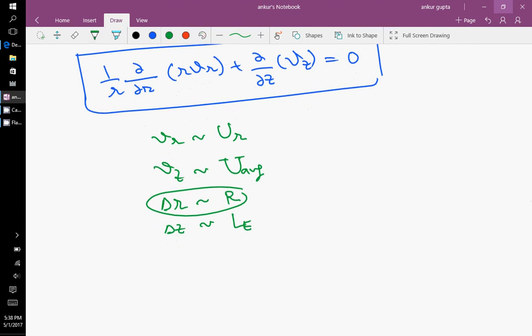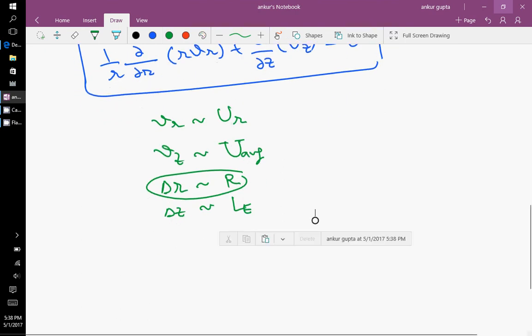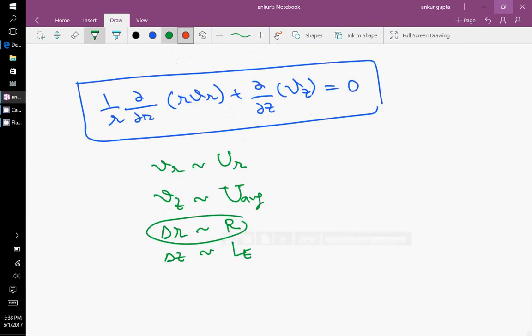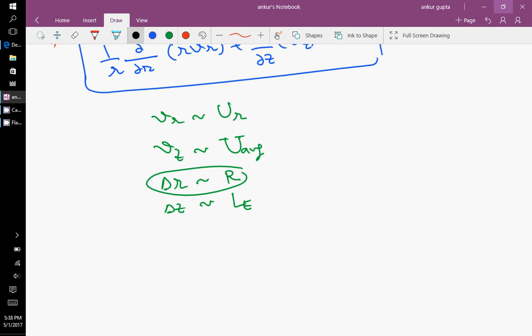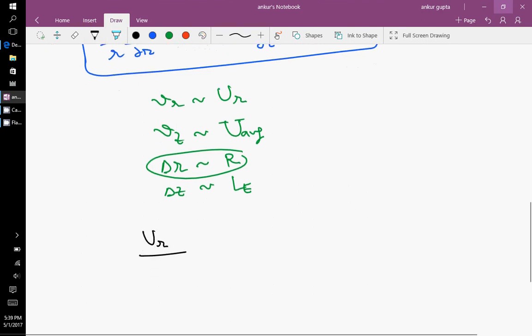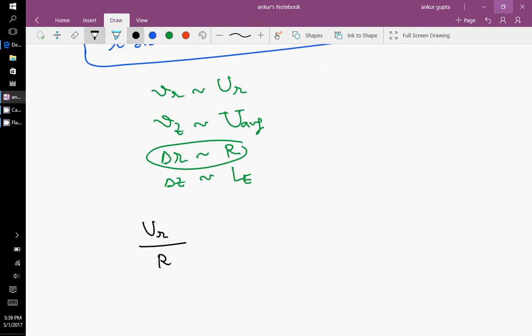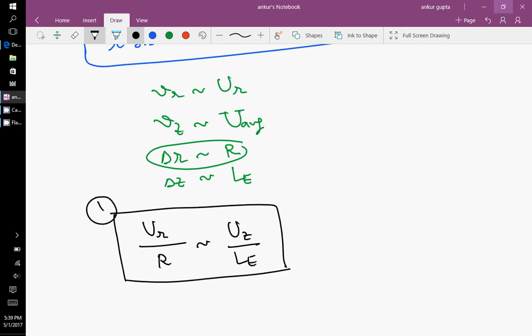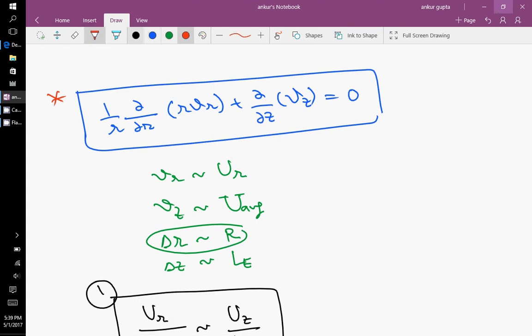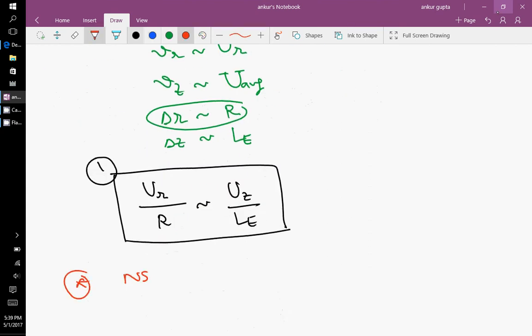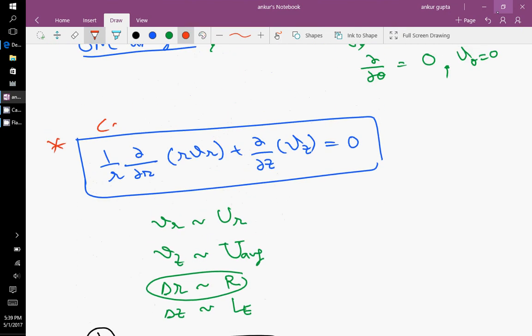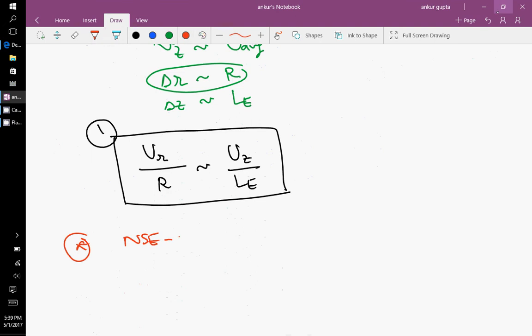Alright, so we have this, and now let us do the order of magnitude analysis on the equation of continuity. If we do that, you can easily see that you will get Ur by R is similar to Uz by Le. Okay, so this is one equation. Then second, we will look at the Navier-Stokes equation. So this was the equation of continuity. Now we'll have to go to the Navier-Stokes equation in the z direction.